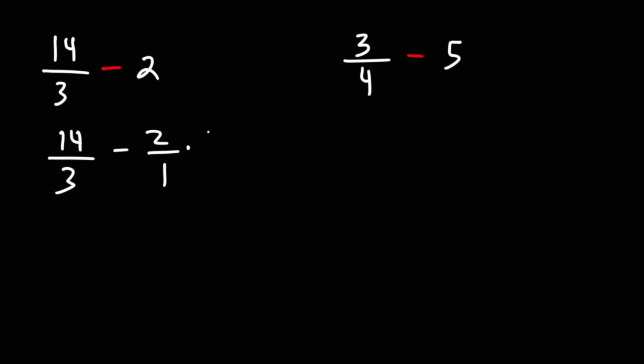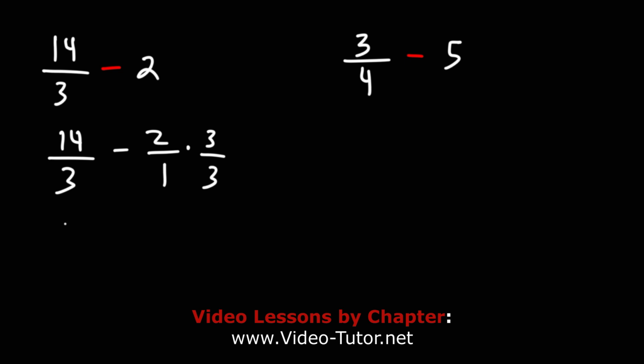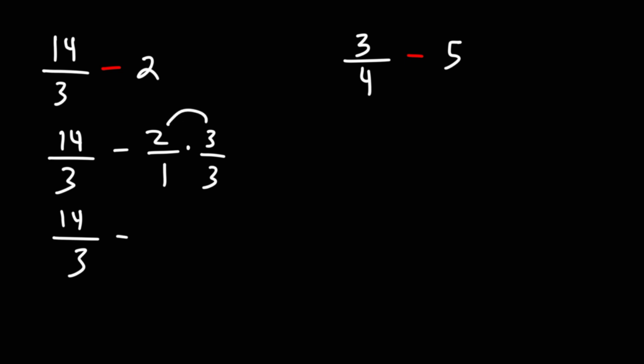So I'm going to multiply 2 over 1 by 3 over 3. That is, using the denominator of the first fraction. Multiplying across, we have 2 times 3, which is 6, and 1 times 3, which is 3. Now, 14 over 3 minus 6 over 3. Now that we have the same denominator, we can subtract the numerators of the two fractions. So 14 minus 6 is 8. So the answer as an improper fraction is 8 over 3.